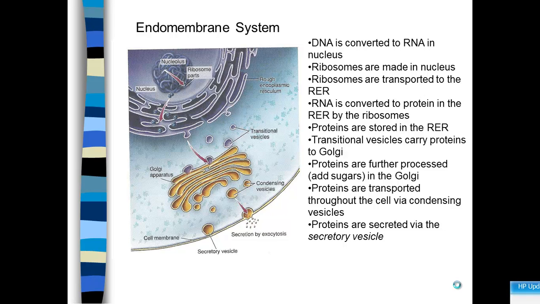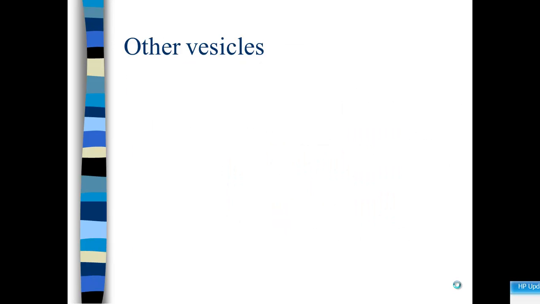Transitional vesicles then carry the proteins to the Golgi apparatus. Proteins are further processed where sugars are added and modified in the Golgi. And then after the Golgi apparatus, proteins are transported throughout the cell using condensing vesicles. If they're secreted, we call the vesicle a secretory vesicle.